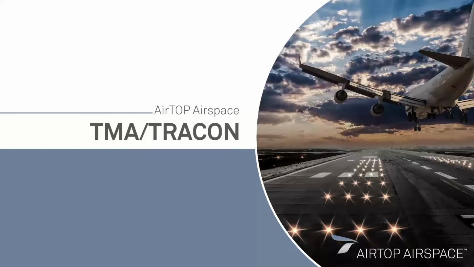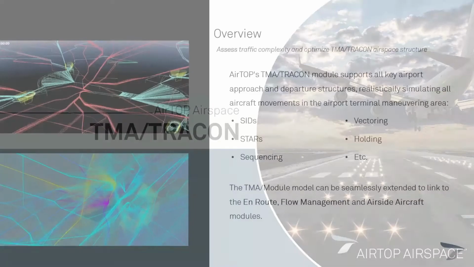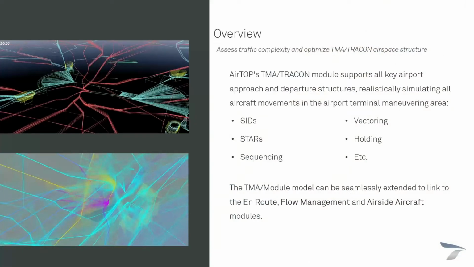The next module that I want to show you is the TMA or TRACON. So the en route module is used to model and simulate the traffic while en route, whereas the TMA module will allow you to simulate the aircraft from when it's handed over from the en route phase to when it touches down at the destination airport, or from when departing from its origin until it reaches the en route phase of the flight.